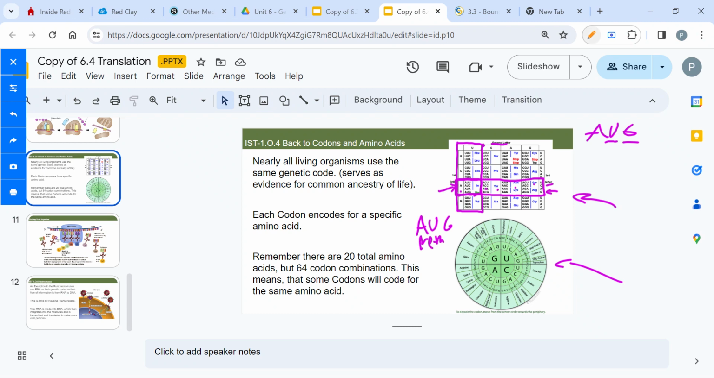And if I go and take a look at the codon chart, we do the same thing. We instead start in the middle. So here we go. We go to A to begin with. All right. Then we go to U. And then you go to G. AUG, there's methionine right there.